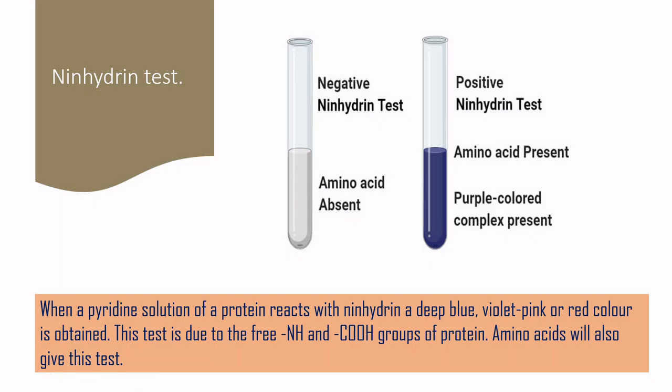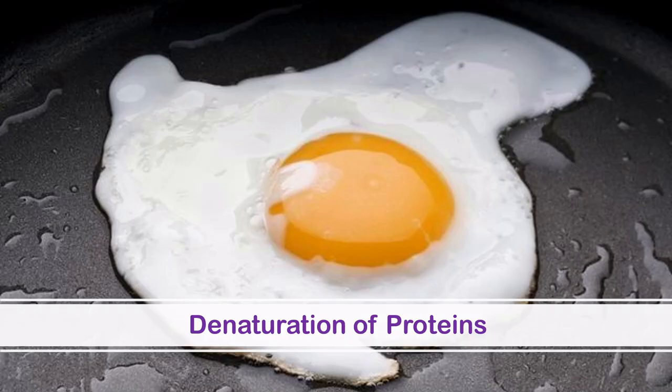The next important test is ninhydrin test. When a pyridine solution of protein is reacted with a reagent called ninhydrin, a deep blue color or violet, pink or red color is obtained. This test is due to free NH2 and COOH group present in the protein, and ninhydrin test is also given by amino acids. So we have gone through the color reactions.